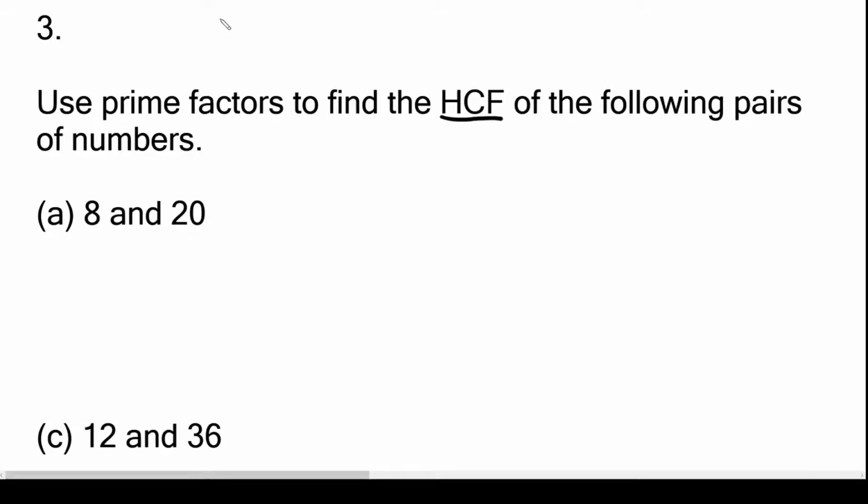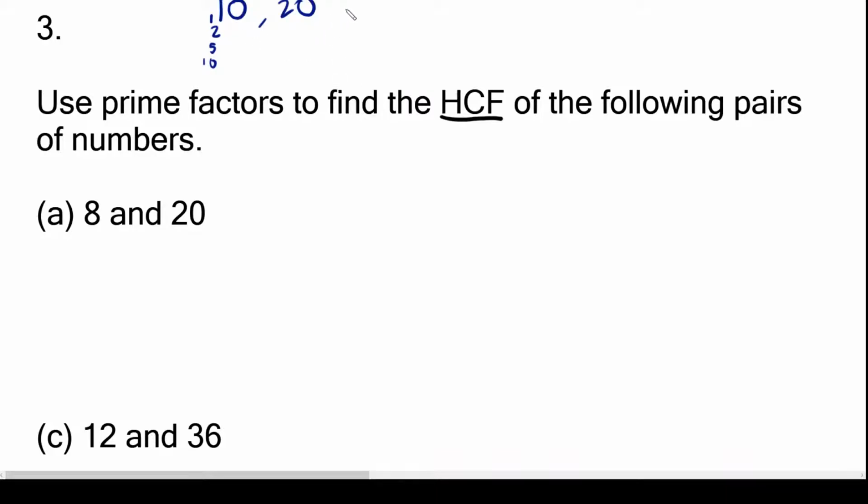Let's say we have these two numbers, 10 and 20. Let's make it easy to start off with. I want to know the highest common factor. Here's what we could do. The factors of 10 are 1, 2, 5, and 10. 1 times 10 is 10, and 2 times 5 is 10.